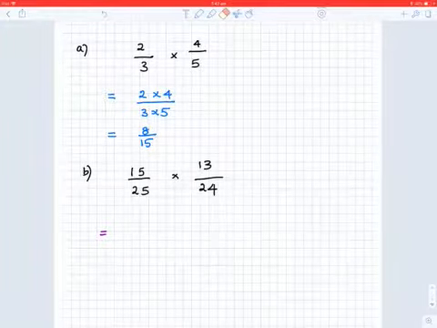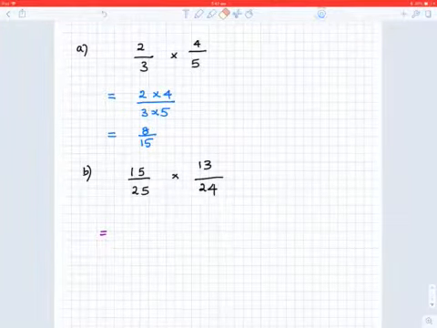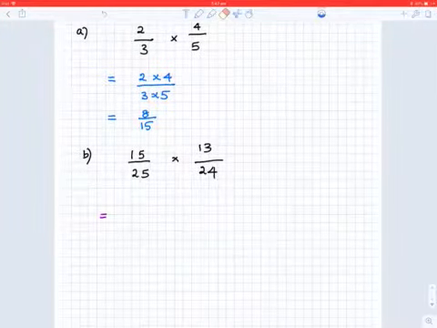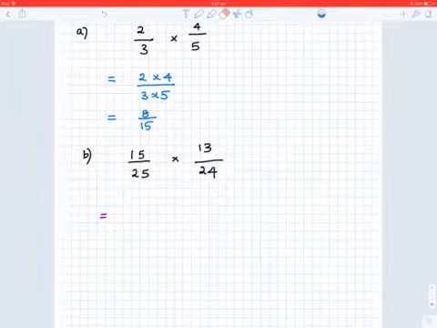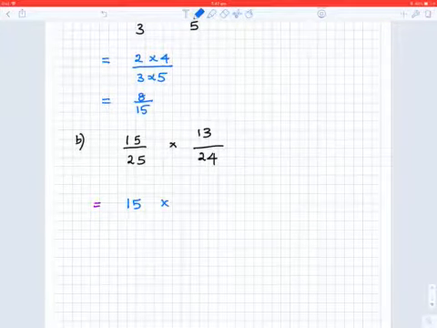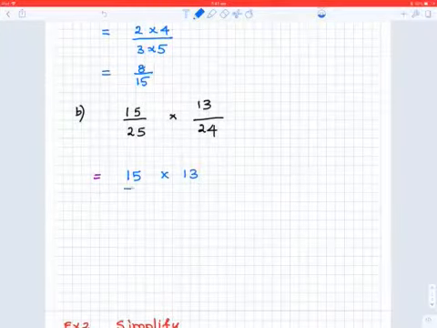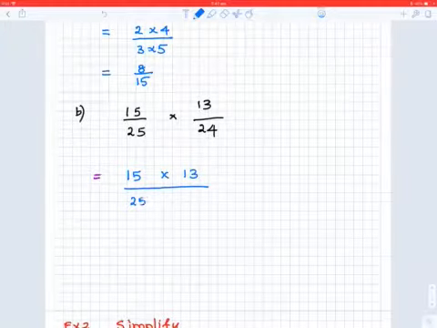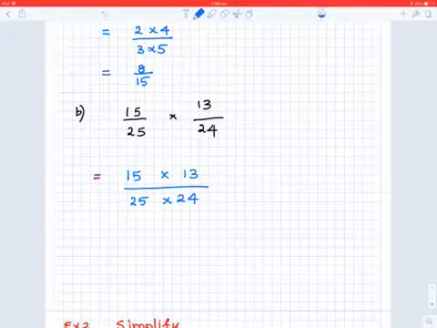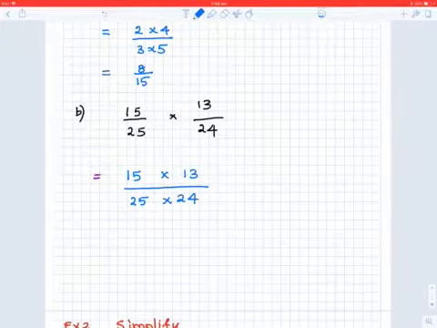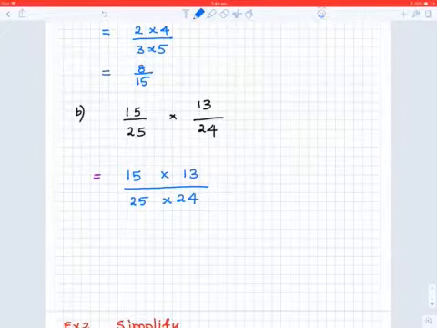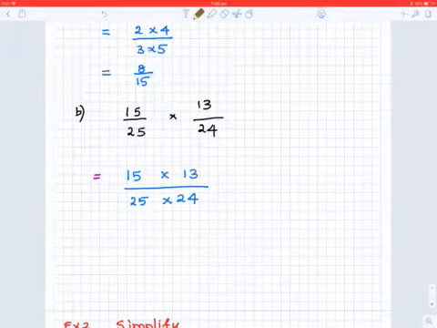When you look at the next question, you have 15 over 25 times 13 over 24. If you exactly follow the method, multiplying the numerators, which is 15 times 13, divided by 25 times 24, you can do this, but there may be some common factors. So before we multiply, we are going to see any common factors.